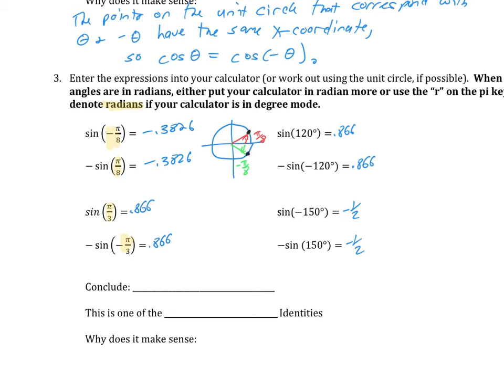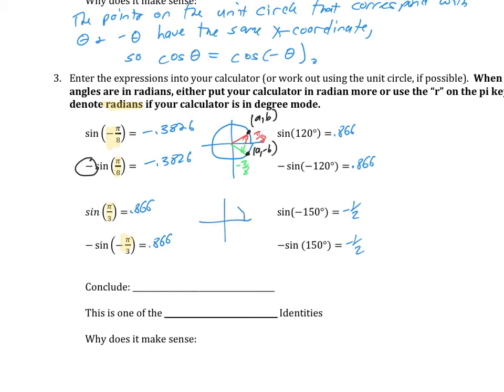So by symmetry, if the point that corresponds with pi over 8 is (A, B), then the one that corresponds with negative pi over 8 will be (A, negative B). And we can see that that's the reason that we have negative sine pi over 8, because these y values are opposites. Let's do the next one. So let's see what that looks like on the unit circle.